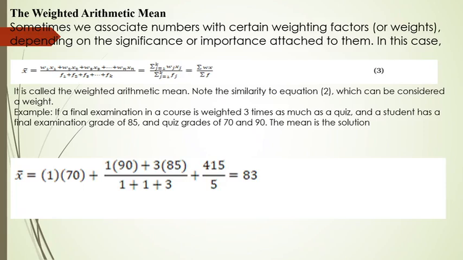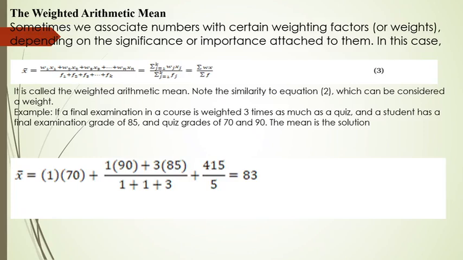Please take note here also that it is not F1, F2, F3. There is an error in the typing. It's supposed to be W1, since we are considering the weighted arithmetic mean, not that of frequency. It's supposed to be W1, W2, W3 up till Wk. So the formula should be W1 X1 plus W2 X2 plus W3 X3 up till Wk Xk all over W1 plus W2 plus W3 up till Wk.